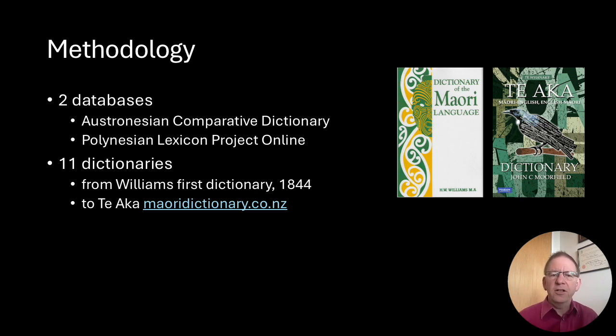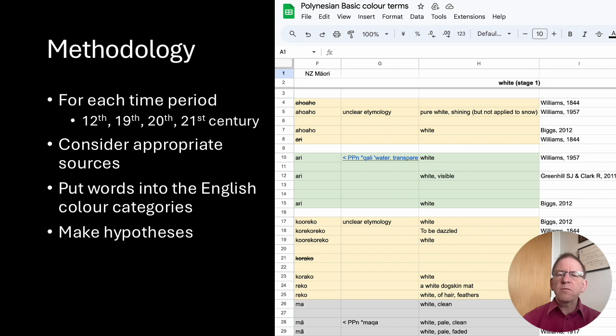We know that the earliest dictionaries were compiled before substantial influence of the English language on the Māori language, and that fact is vital to the robustness of our results. To trace the rise and fall of different terms, we compiled all documented colour terms into a comprehensive spreadsheet.